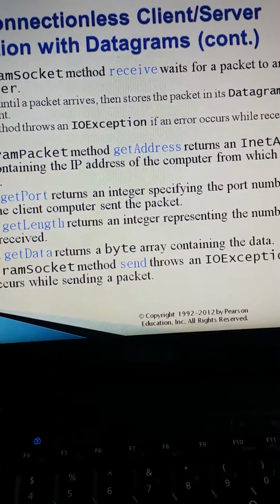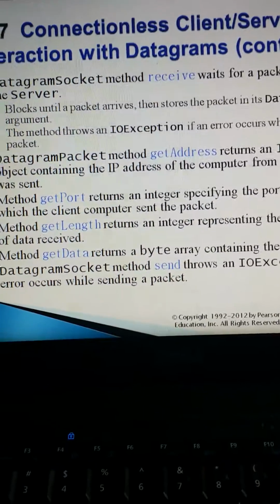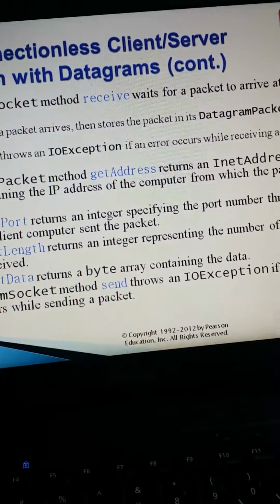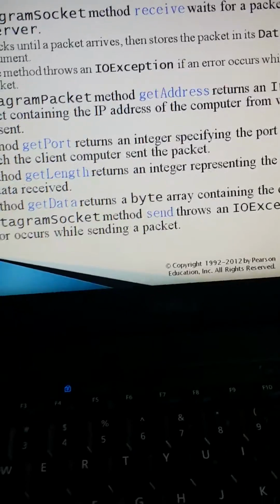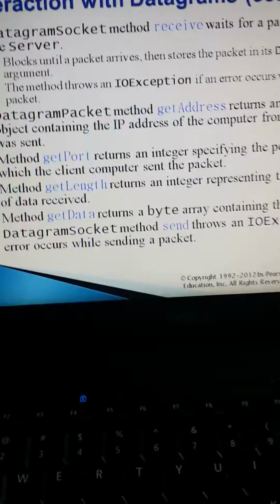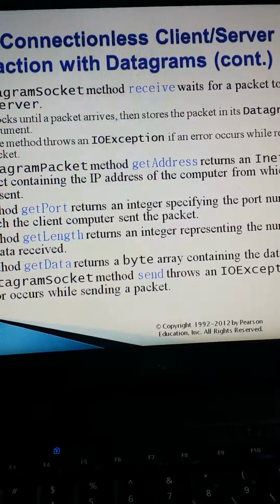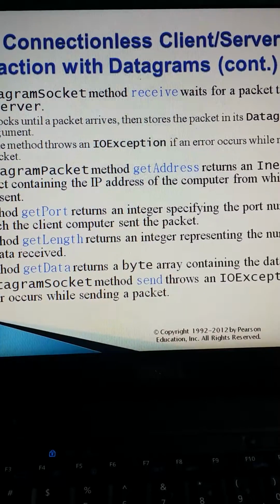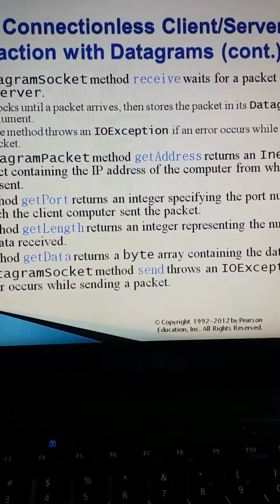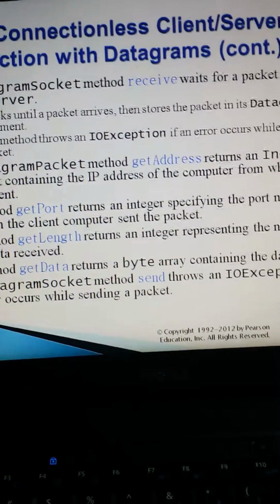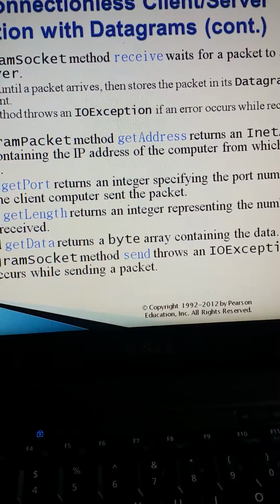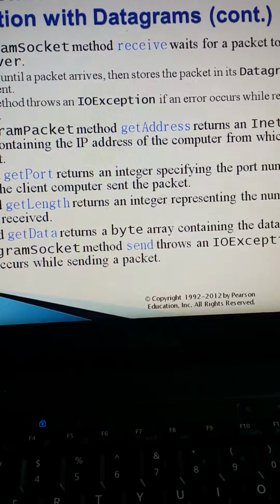The datagram packet method get address returns an inet address object containing the internet address of the computer from which the packet was sent. The method get port returns an integer specifying the port number through which the client computer sent the packet.